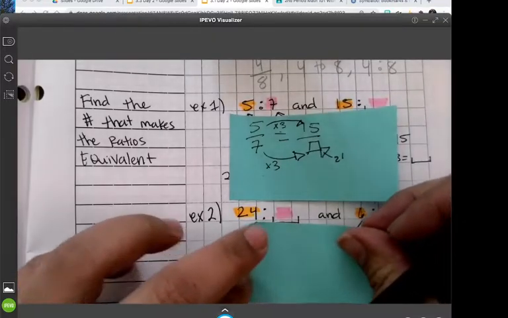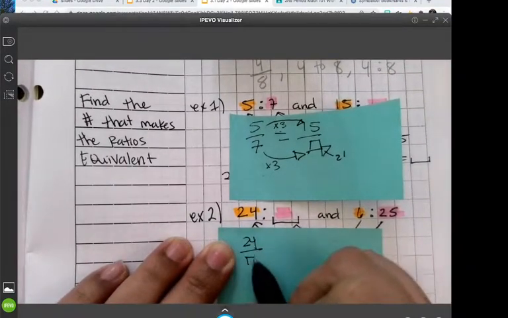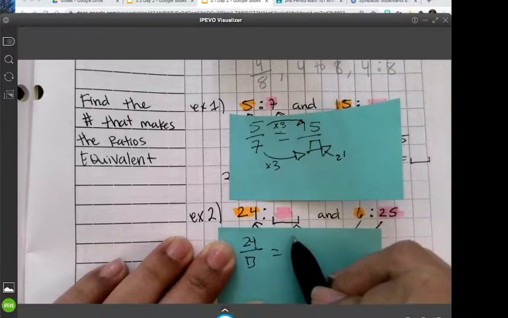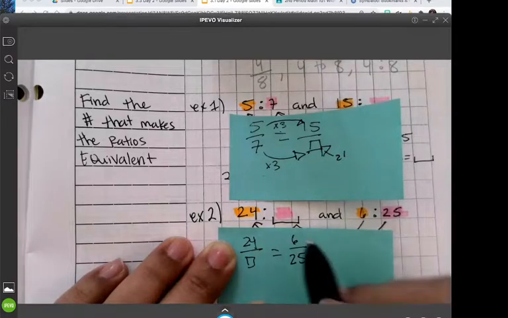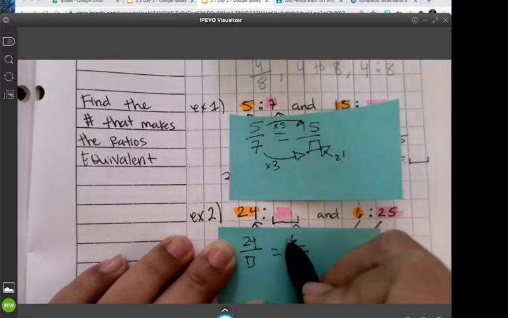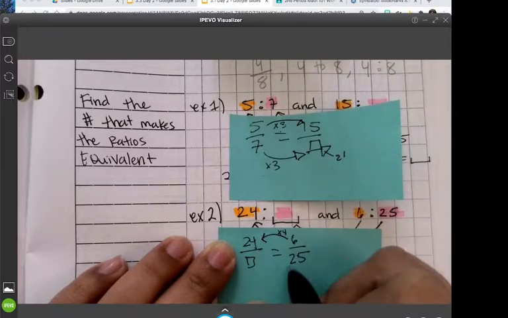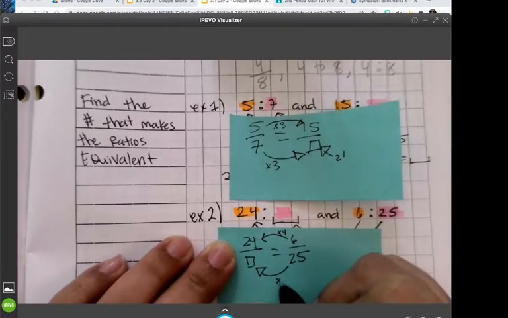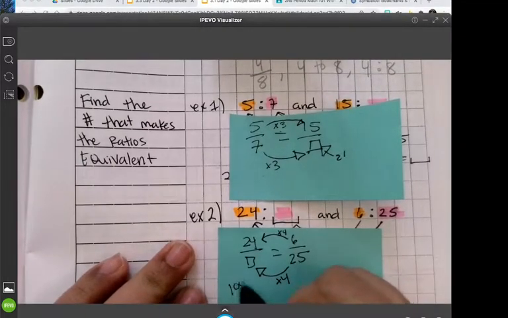And then same thing down here. We have 24 to blank is equal to 6 to 25. Well, we can go this way. 6 to 24 is times 4. So then we have to do the same thing times 4. So the missing number is 100.